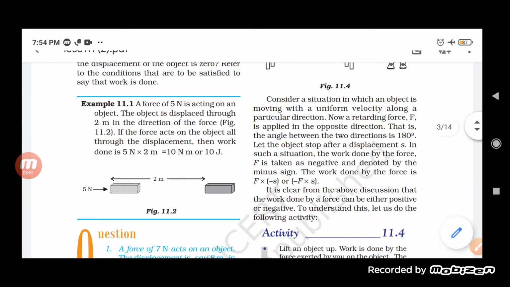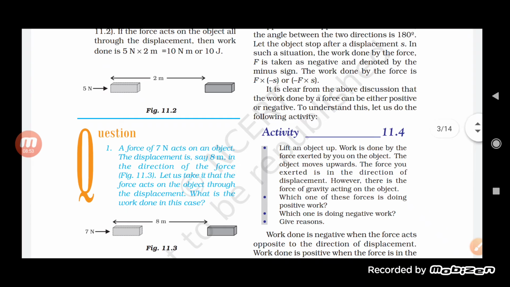Okay. There are a lot of other questions, students. A question is that a force of 7 Newton acts on an object. The displacement is say 8 meter in the direction of the force. Let us take it that the force acts on the object through the displacement. What is the work done in that case? Now see here, what are the things which are given? Let us try to understand that.